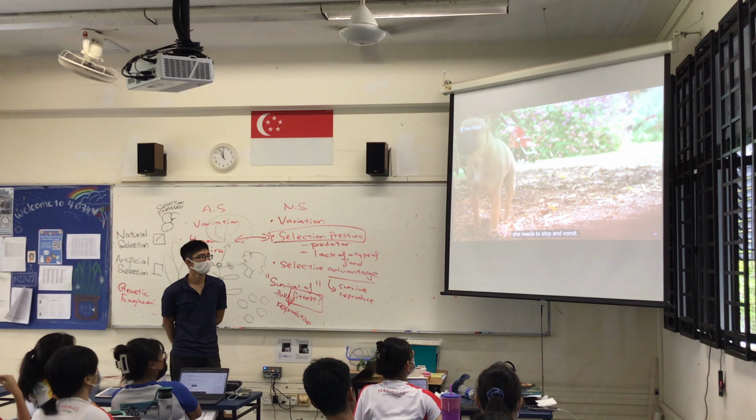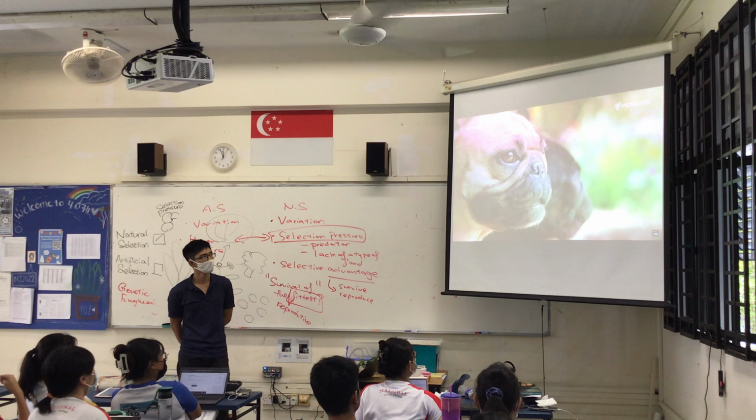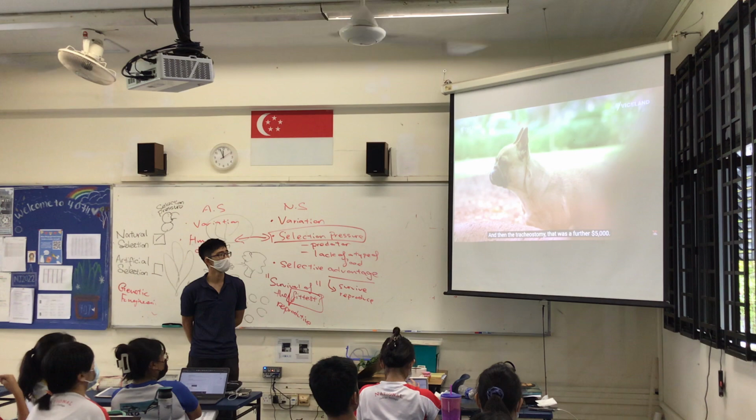Stella ended up needing a tracheostomy. She now breathes through a hole in her throat, can't bark, and can't smell. Stella cost me $4,500. First round of airway surgery was $2,000, and then the tracheostomy, that was a further $5,000. So, very expensive dog.